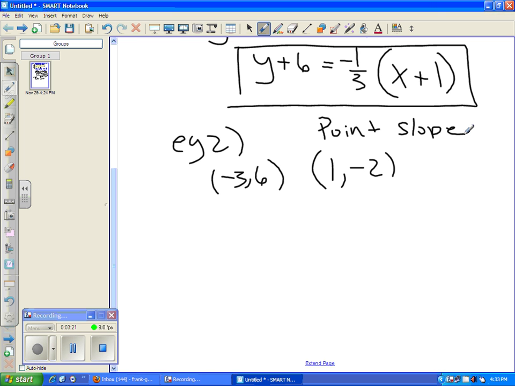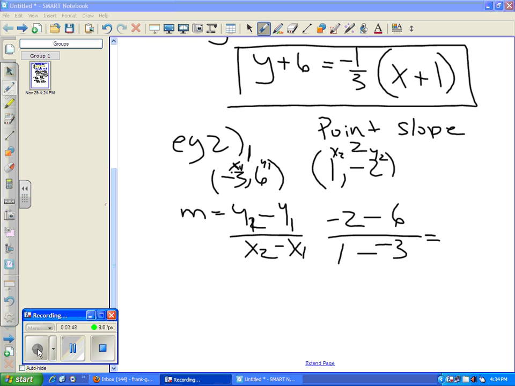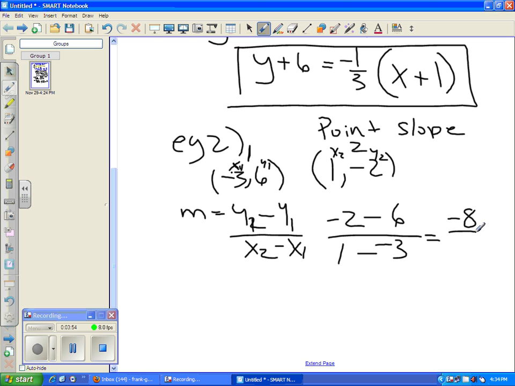So if you remember how to do the slope, remember the formula to find slope, or m, is equal to y2 minus y1 over x2 minus x1. And let's call this one 1 and this one 2, x1, y1, x2, y2. Here we go again. Here's the numbers written out. This becomes a -8. This becomes positive 4. This becomes a -4 goes in 8 2 times. And -2 is my slope.